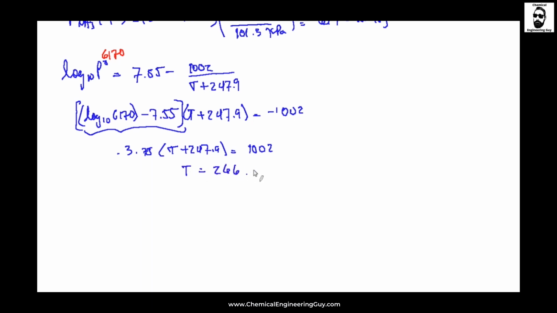This is 266.5 minus 247. This is just math, algebra. I got 18.6 Celsius. That's my temperature at saturation. Good. Now let's go for Z. Z is essentially a function of TR and PR.